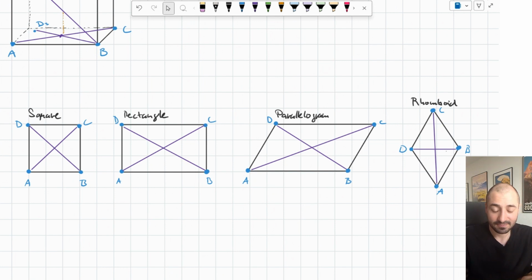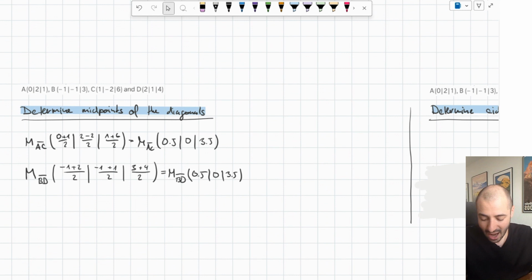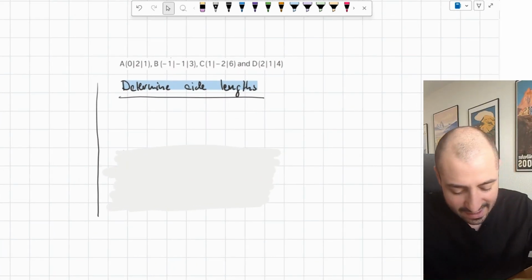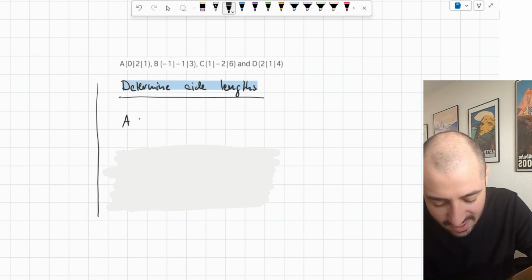And for this, let's see what else we can say, or what distinguishes these quadrilaterals. So one thing is we can look at the side lengths, right? So we see that for the square and the rhomboid, all 4 sides have the same length. That's not the case for the rectangle and the parallelogram. So let's then figure out the side length of our quadrilateral in a second step. So we want to determine the side length, and we need to determine all 4. Let's do this for 1 here, for the side length AB.